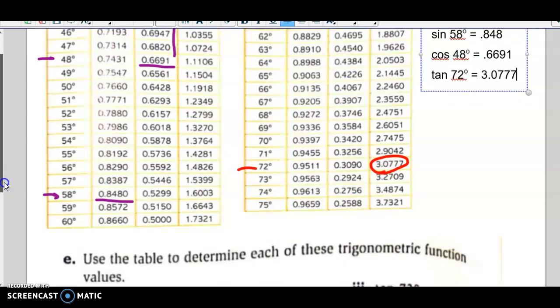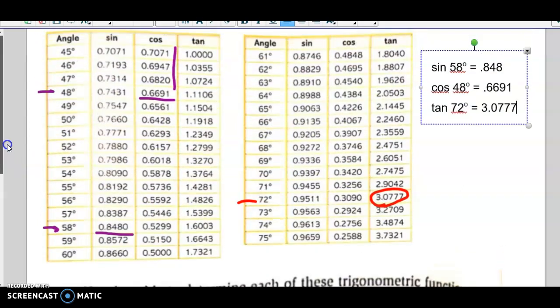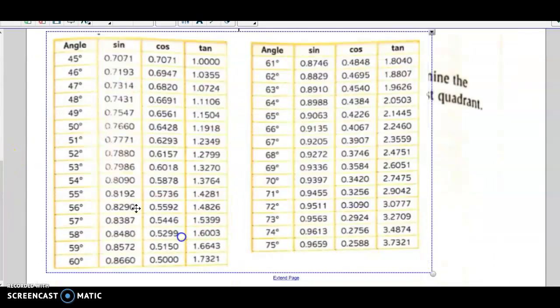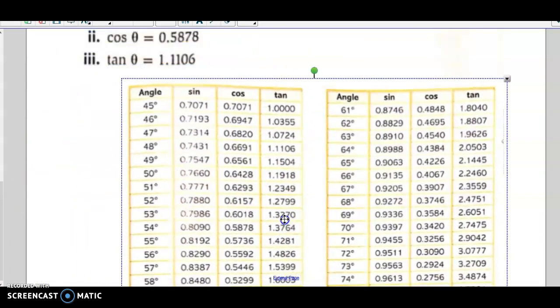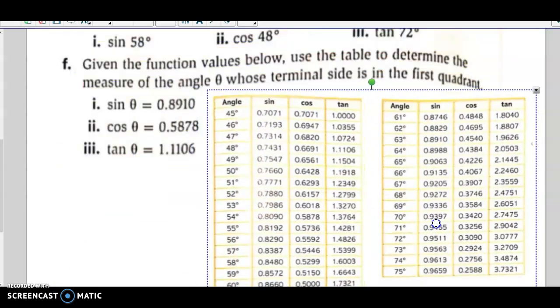Now second, this is part E. We're going to use the same table, and we actually want to use the table to estimate the answer. So for this one, given the function values, we'll use the table to determine the measure of the angle theta whose terminal side is in the first quadrant, meaning what is the argument here? Sine of what number gives me 0.891? That's all this is saying to do.